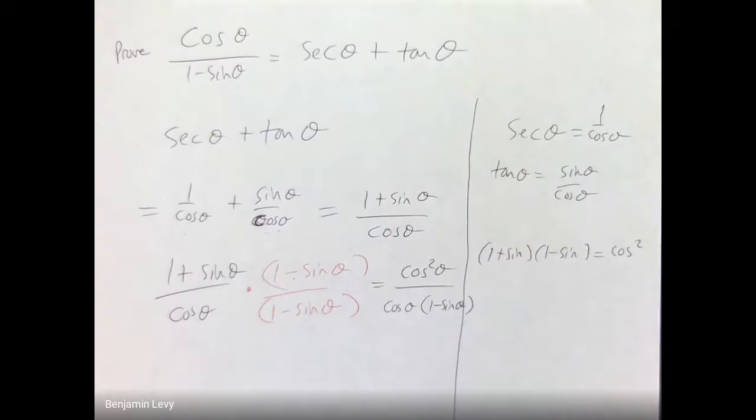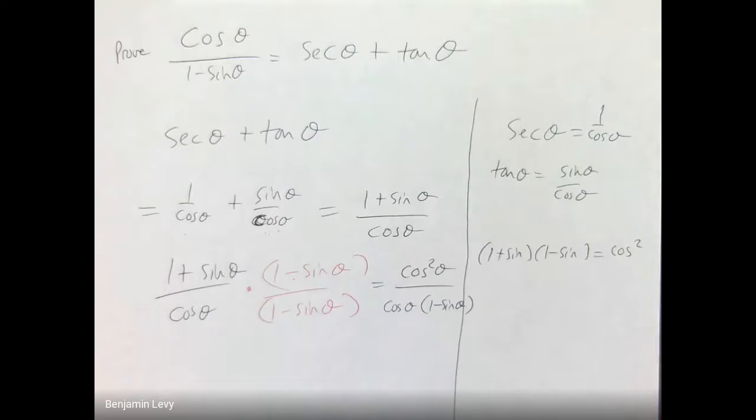And why do I think that's a good idea? Some people might be wondering, well, why didn't you multiply the cosine into the denominator? Because you could factor out a cosine from the numerator and the denominator, and you're just left with cosine over 1 minus sine. Right, which is the answer, right?